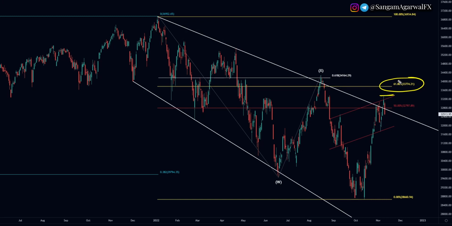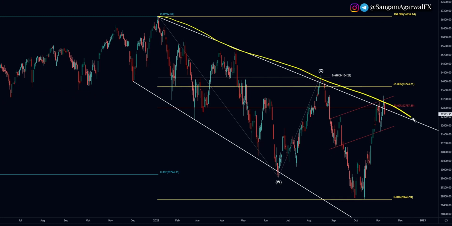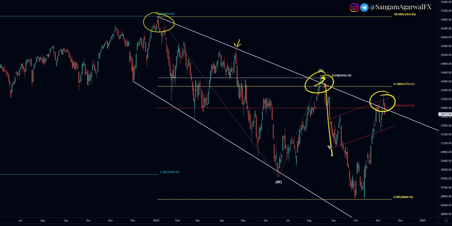So these were our static resistance, and 61 is our key horizontal resistance because this level has been tested many times as a resistance and support level, and this trend line as a dynamic resistance because this retest was clear, but these two are not clear. It sometimes goes outside the trend line but came back, and this red candle is below this trend line.